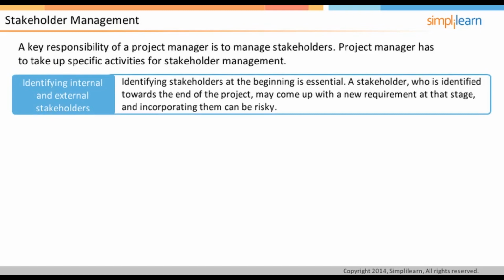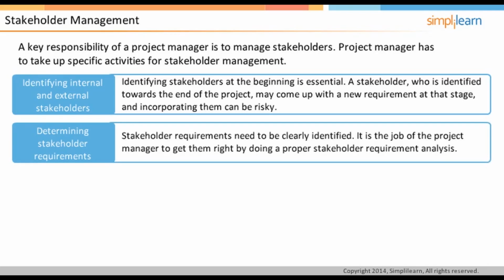A stakeholder who is identified towards the end of the project may come up with his own requirement at that stage, and incorporating them can be risky. Determining stakeholder requirements. After identifying all the stakeholders, the project manager also needs to ensure that their requirements are clearly identified. Sometimes, stakeholders might themselves not know of their requirement, and it is the job of the project manager to get them right by doing a proper stakeholder requirement analysis.